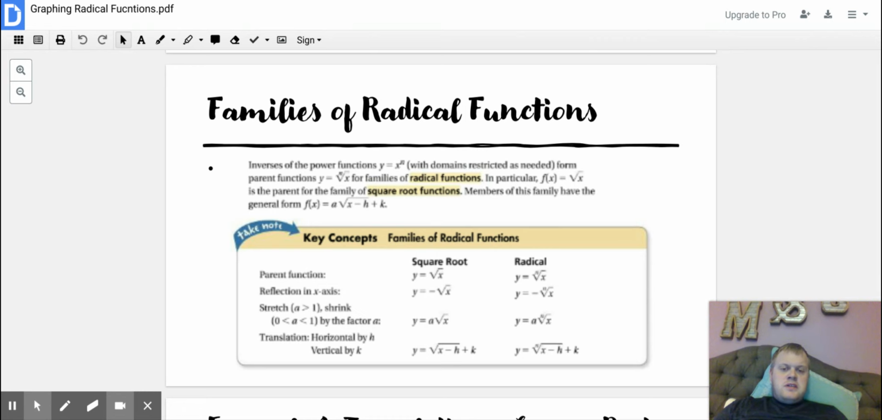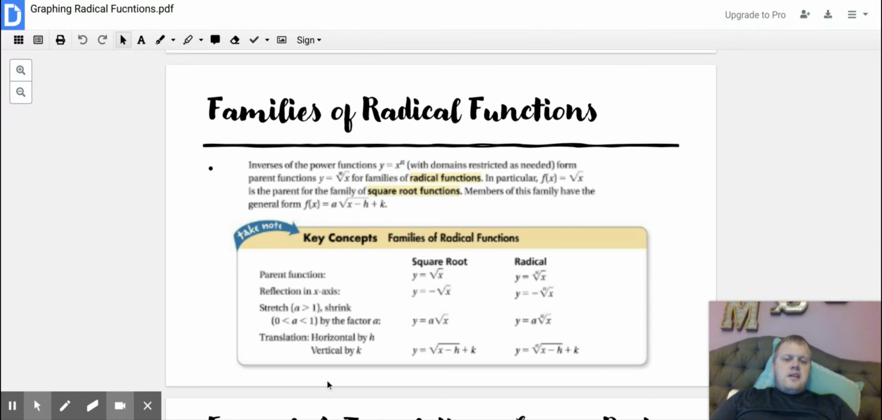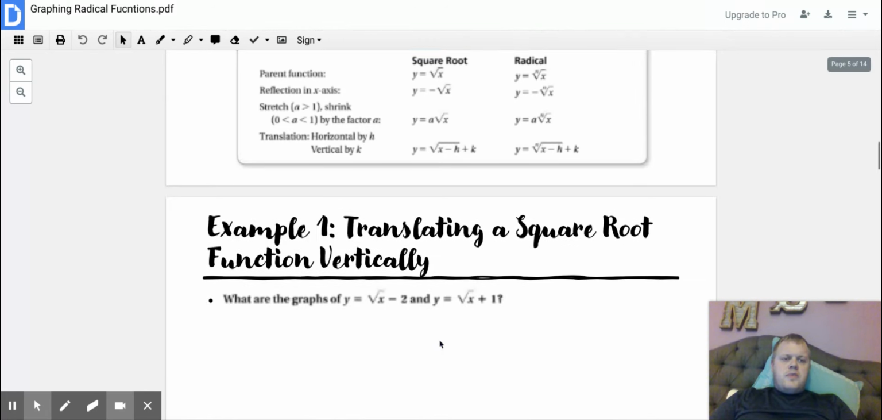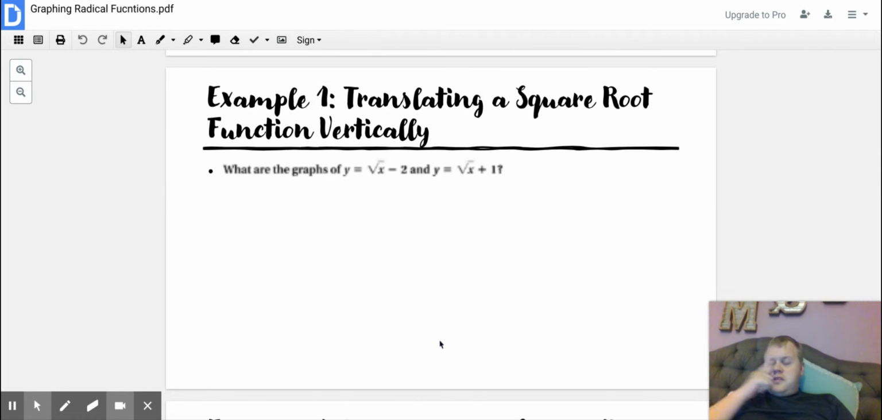So again, we have a reflection. If it's a reflection across the x-axis, it has a negative in front of it. It can either stretch or it can shrink depending on what the a is in front of that square root. And then the translation part of it, it'll move left and right horizontally by h, which is on the inside of that square root, and k, if it's on the outside, moves it up or down, depending on what that number is. Okay. Again, this is a good reference for you if you need references to go back to during this video. Okay. Example 1 here.